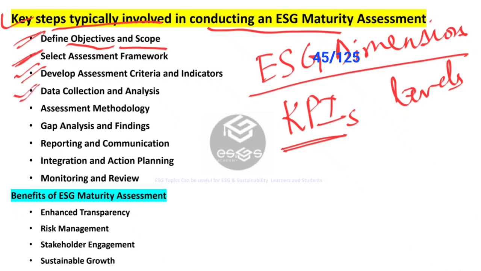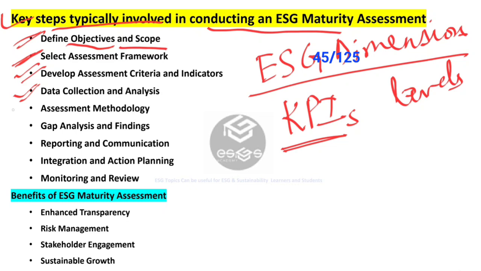The next one is data collection and analysis. Internal data, external data. We need to gather quantitative and qualitative data from various sources such as financial reports, sustainability reports, employee surveys, and operational records. That will be for internal data. Then we can say external benchmarking. We compare performance metrics against industry peers, best practices, and regulatory requirements to identify gaps and areas for improvement. And also we engage with key stakeholders to understand their expectations, and we gather the input or the data on ESG performance from all the stakeholders.